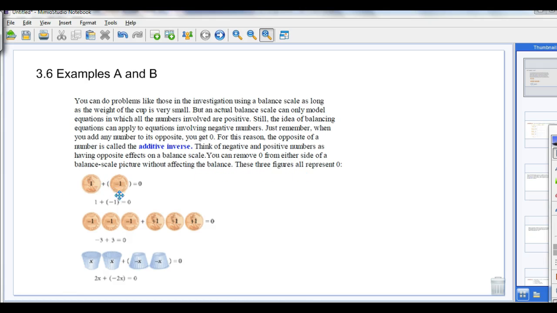1 plus negative 1 equals 0. Negative 3 plus positive 3 equals 0. And positive 2x and negative 2x equals 0. So if we ever have the additive inverse, you're going to get a 0. That's kind of helpful because then stuff cancels out.